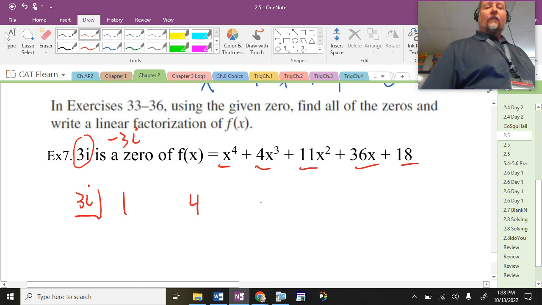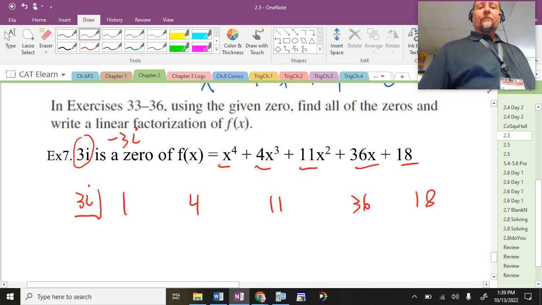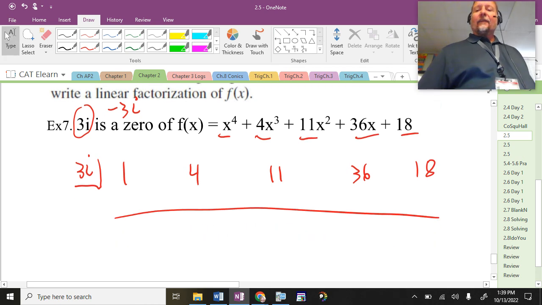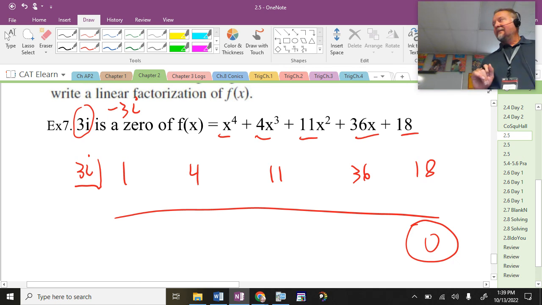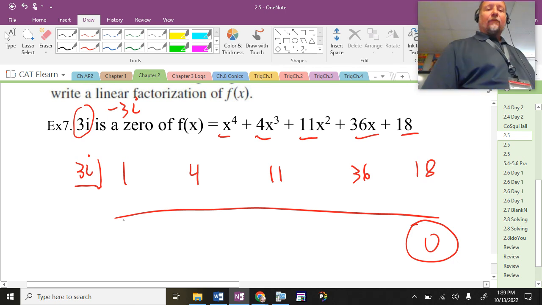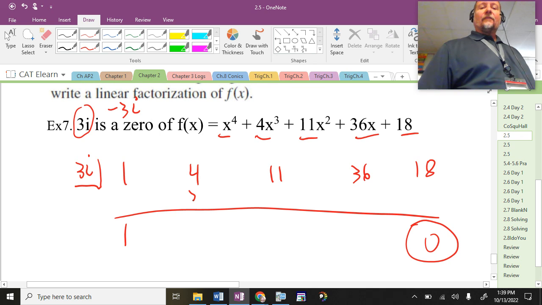1, 4, 11, 36, 18. What should I get at the end here? What should I get right here? No, what should I get here? 0, and I should get what here? Yeah, and then we'll see that happen. Okay, so let's have it happen. Well, first step's easy, 1. Great. Second step's easy, 3i.